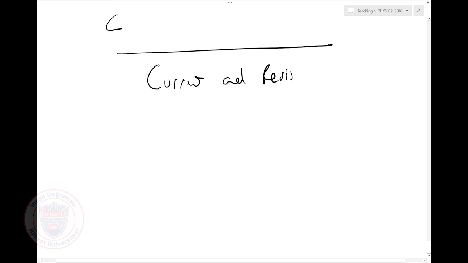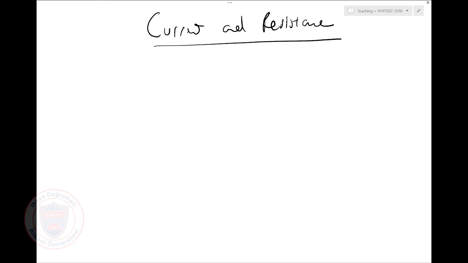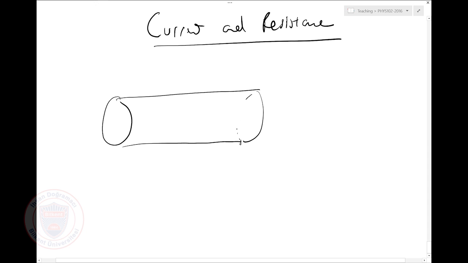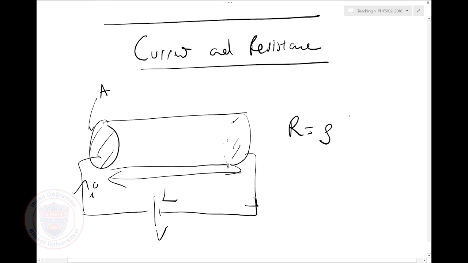Good. Now, what did we talk about before the DC circuits? We talked about current and resistance. And what did we say? We've talked a lot about the microscopic picture of what happens inside the resistor. But at the end of the day, we came up with this nice formula telling me that if I have a cylinder with area A and length L, so the current is coming in and there is a voltage V, the resistance will be proportional to the resistivity of this device times the length and inversely proportional to the cross-sectional area.